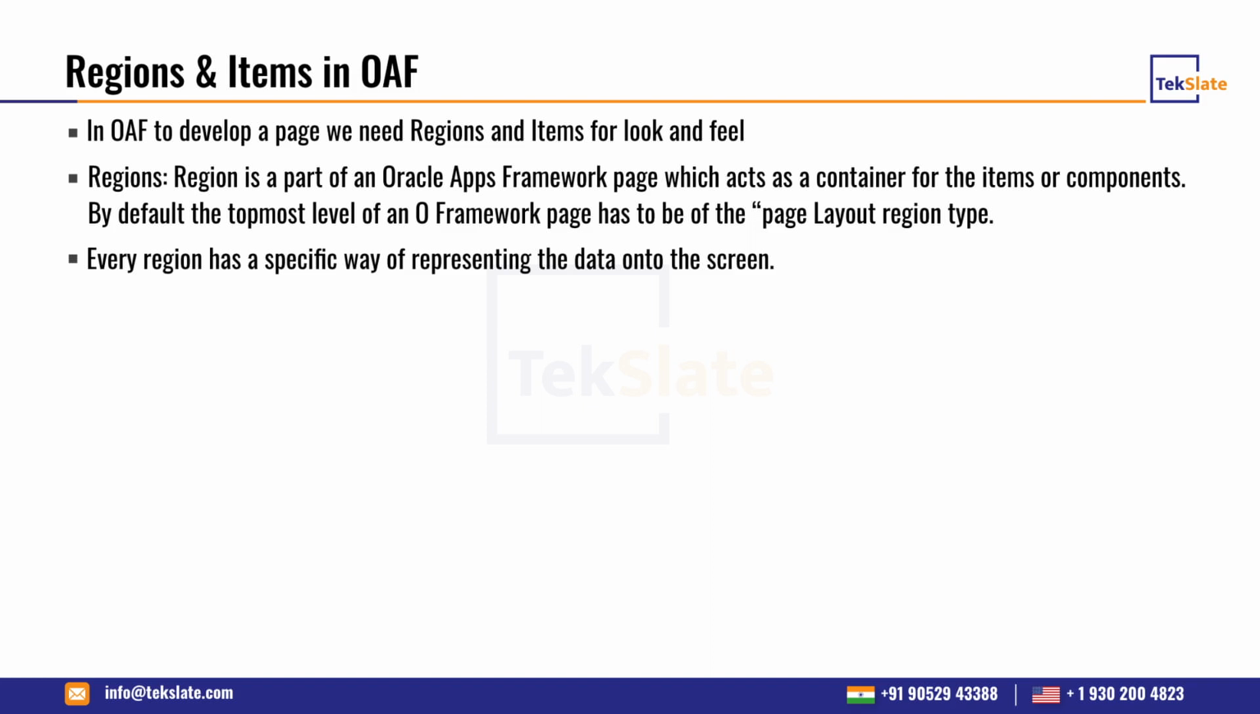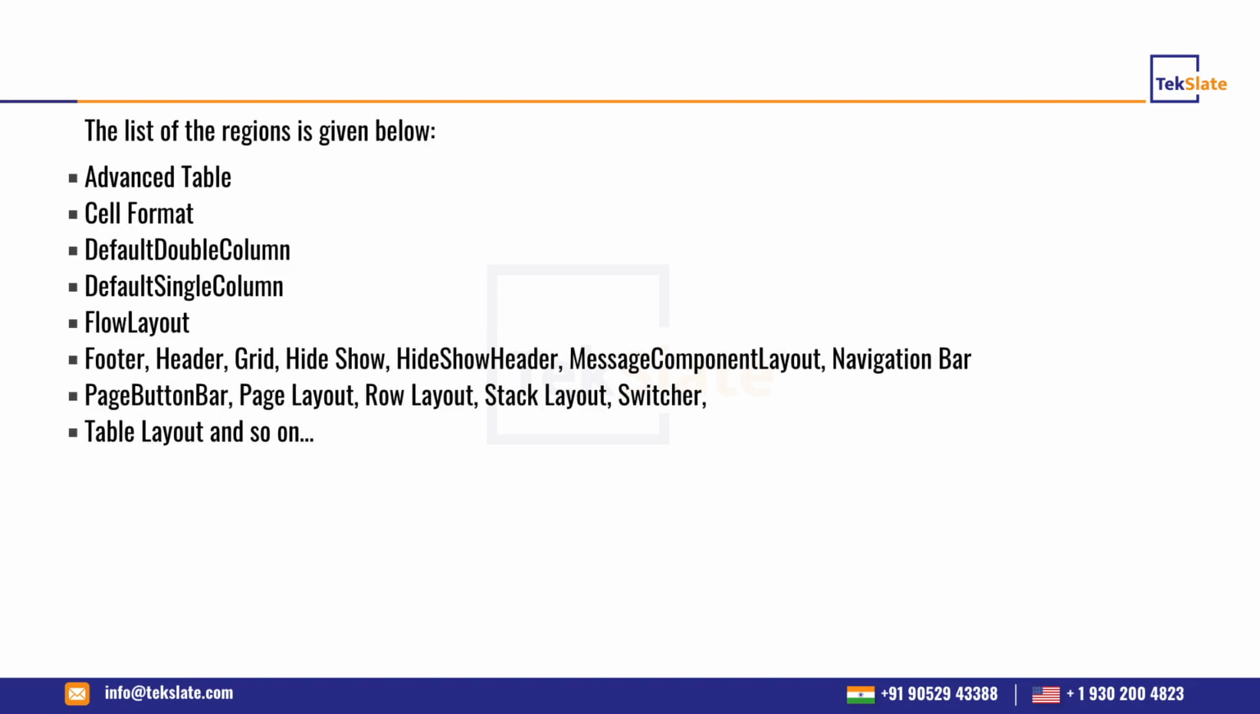Coming to the next slide, to develop a single page we have many different types of regions and items. In the region we use items. Item means nothing but a field. So you want a date field, or a search field, or an LOV, or a poplist, or any text field; different types of fields are used in a region. Without a region, you cannot directly create an item. So this is the combination of regions and items.